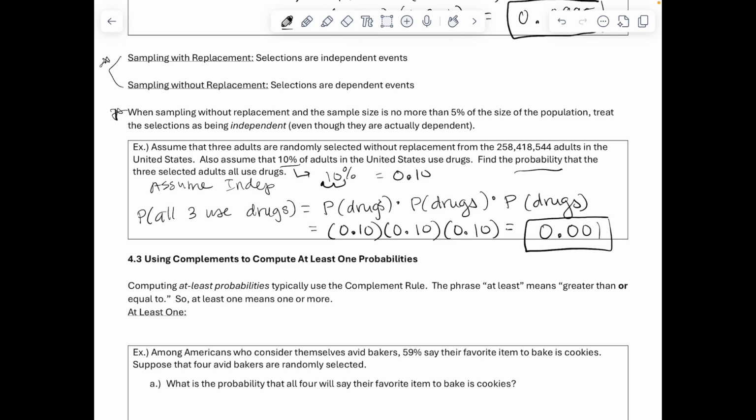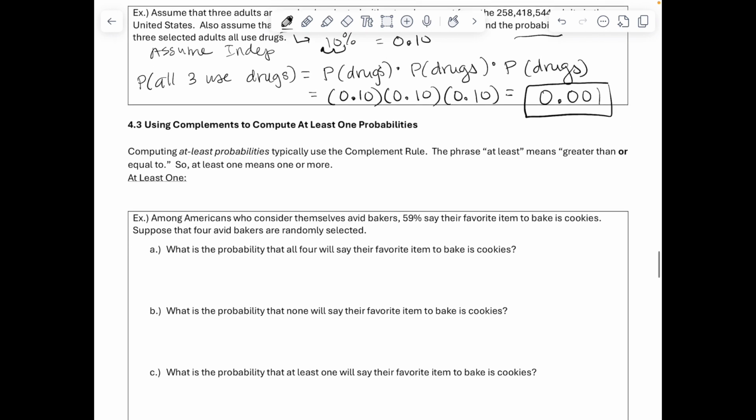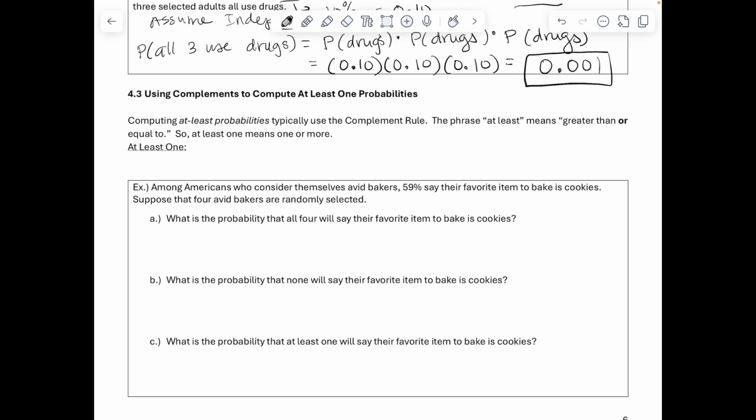Right below this is section 4.3, which is using complements to compute at least one probabilities. Computing at least probabilities typically uses complement rules. The phrase at least means greater than or equal to, so at least one means one or more. So at least one is going to equal 1 minus the probability of no occurrences.